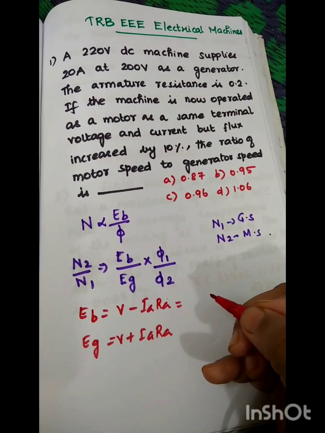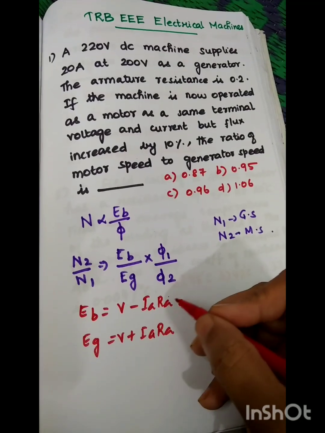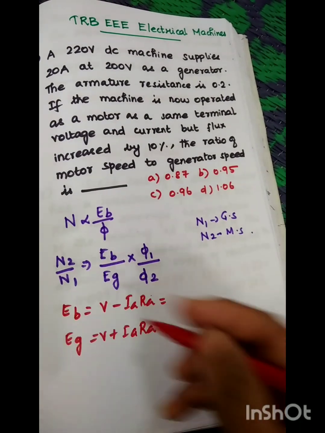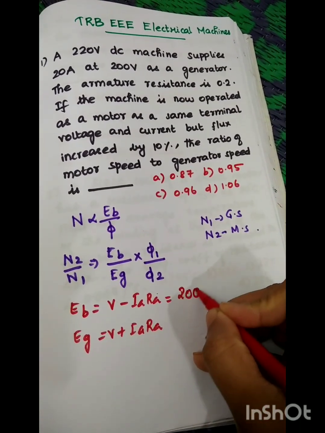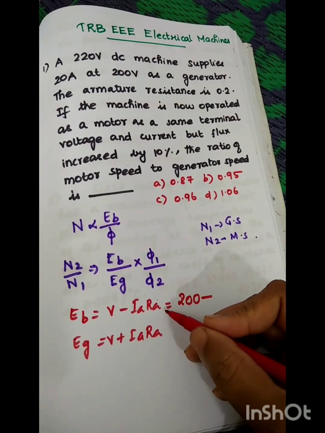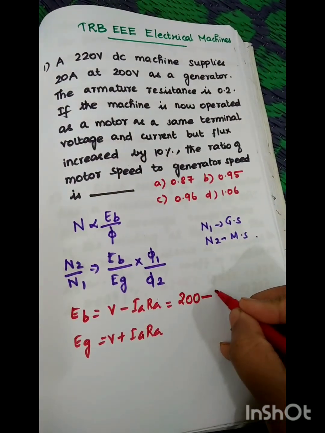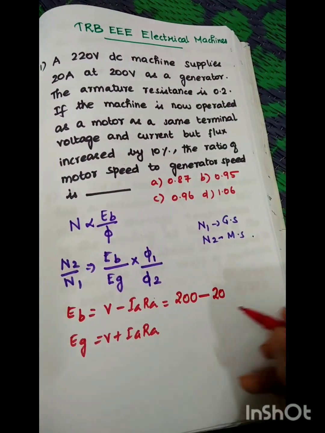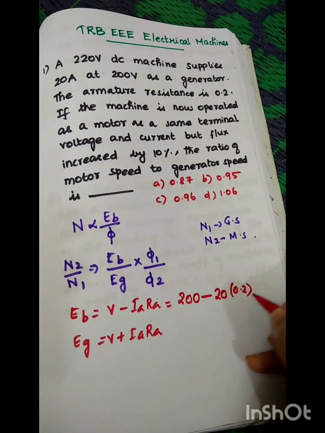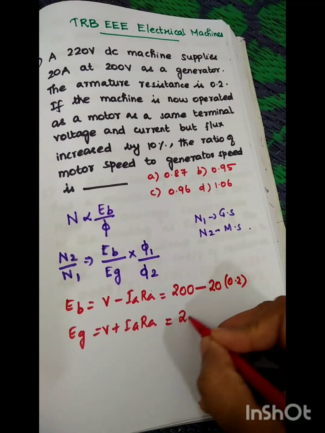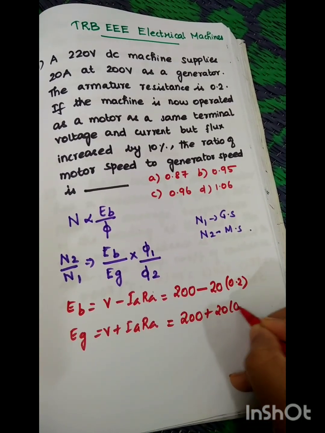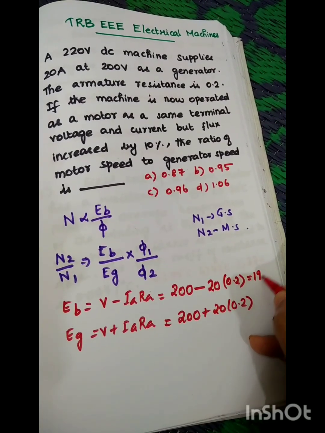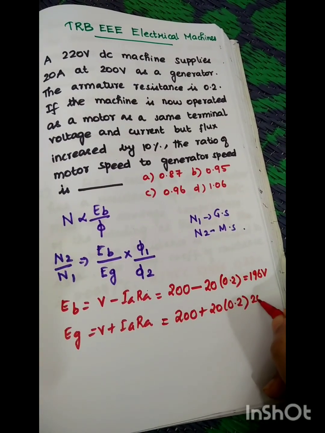The voltage is given to you, so for the motor, what is the back EMF? This 200 volt is given to you. 200 volt minus IA, the armature current, which is given as 20 amps. The value of RA they have given is 0.2. So 200 minus 20 into 0.2. Similarly, when finding EG, 200 plus 20 into 0.2. Just substitute all the values. You will get EB as 196 volt and EG as 204 volt.